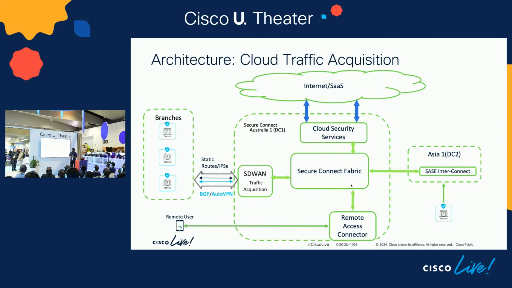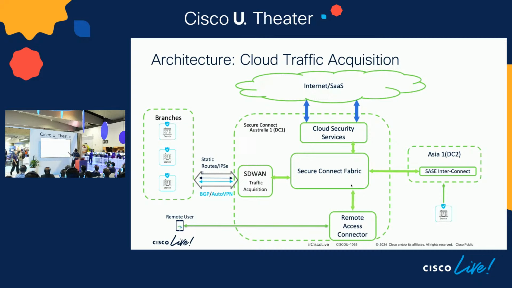A very high level overview of the architecture. On the left hand side, you have branch offices which are connected to this fabric. If you got Meraki, it will be auto VPN tunnels with BGP enabled. So with the help of BGP, we can exchange the routing information. BGP will learn all your spoke sites, all your hub sites, and it will maintain the routing table, which can be exchanged with your branch locations.